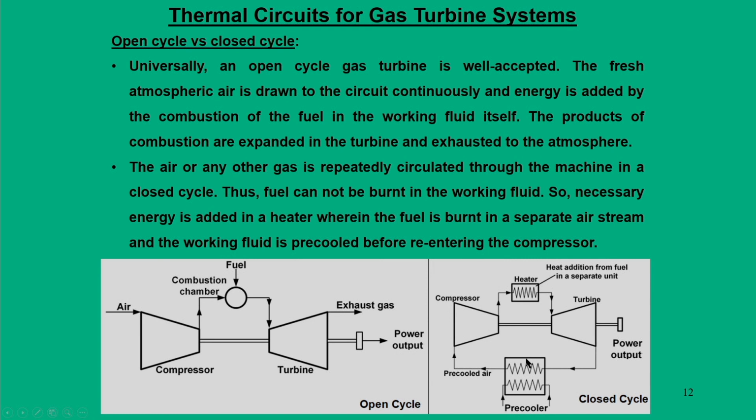But in some situations we require a closed cycle. Normally the closed cycle is preferred if the working fluids are scarce and need to be circulated continuously in the circuit. In that case, they operate in a closed cycle mode, with the compressor and turbine, a heater which takes heat from the fuel in a separate unit, and a pre-cooler, because the exhaust from the turbine should give out its heat to some other fluid. This means the same working fluid flows continuously in the circuit, and we call this closed circuit operation.